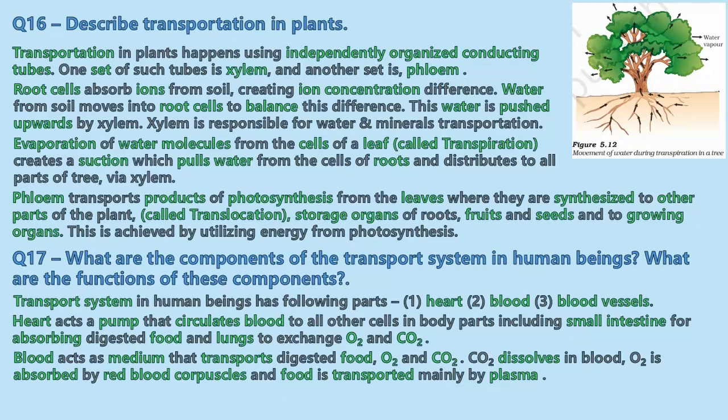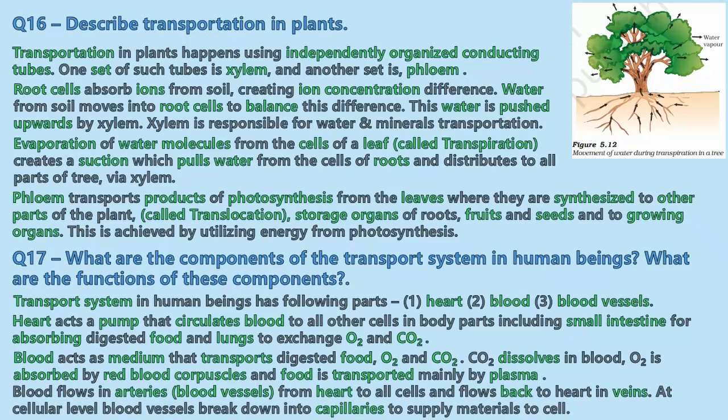The carbon dioxide dissolves in blood and O2 is absorbed by red blood corpuscles, and the food is transported mainly via plasma in blood. The blood flows in blood vessels known as arteries from the heart to all cells. They become very small capillaries to exchange materials with the other cells, and they group back to form veins where the blood is taken back to the heart. At the cellular level, the blood vessels break down into capillaries to supply materials to the cell. So these are the components of the transport system in the human being: the heart, the blood, and the blood vessels.